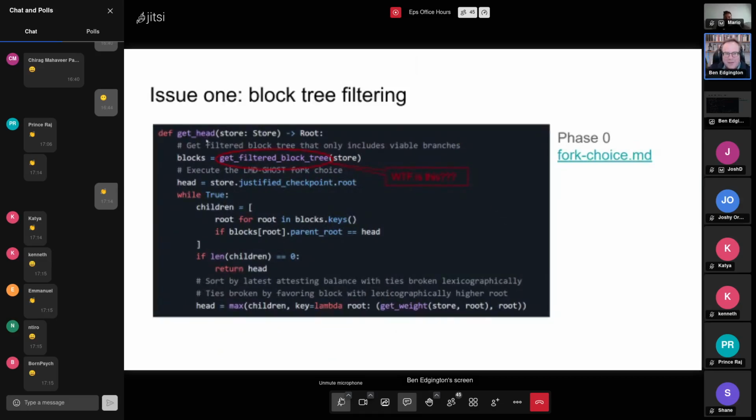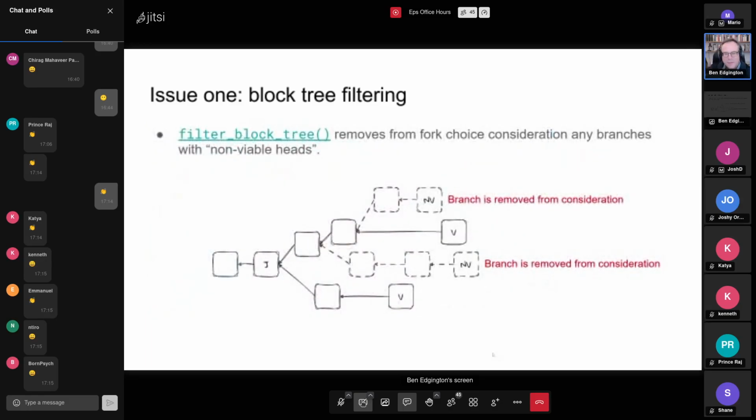I skipped over this. Get head has this mysterious function, get filtered block tree. Where does that come from? That's not in the Gasper FFG paper anywhere. What it's doing is removing from fork choice consideration, by removing from LMD Ghost consideration, any branches that had non-viable heads. What is a non-viable head?